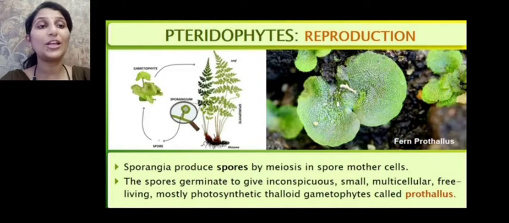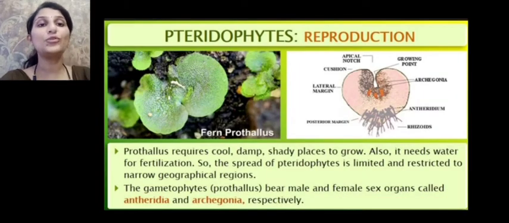What is the speciality of the prothallus? It is inconspicuous. It is not dominant. It is very small. It is multicellular. It is free living and photosynthetic. That means the gametophyte is not dependent on the sporophyte for its nutrition. The prothallus requires cool, damp, shady places to grow, and it also needs water for fertilization. So what is the function of the gametophyte? To produce the gametes so that fertilization can take place.